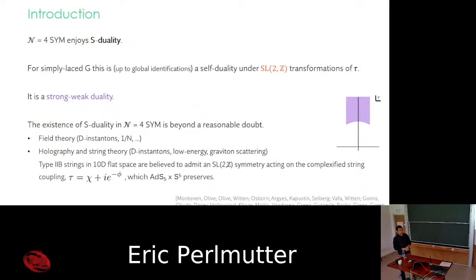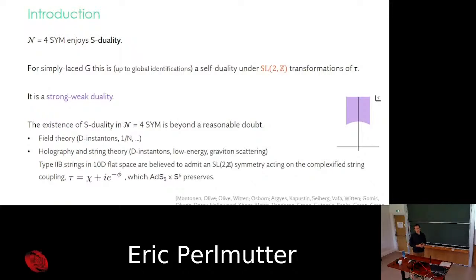to transition to the next point, the theory enjoys what's known as S-duality, which, for a simply laced gauge group, is a self-duality under SL(2,Z) transformations of tau. There are some global issues in making that statement, but they won't be relevant for what I say today. And it's a strong-weak duality, so the large g and small g regions, roughly speaking, are mapped to each other under this duality. And the duality in the theory is, I would say, beyond a reasonable doubt.